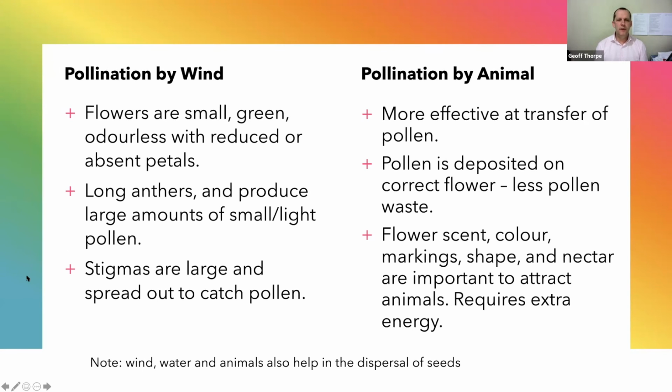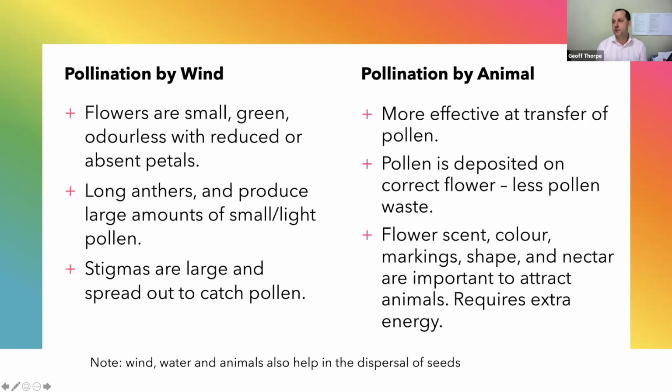Now, we've hinted at some of this, but we're showing it in a different way to highlight the differences. We're going to see different types of flowers depending on if they are pollinated by the wind or by animals. For example, for those pollinated by wind, the flowers are small and green. They don't have to be big or colorful. They're not trying to attract anything. They're odorless, and often with reduced or even absent petals.